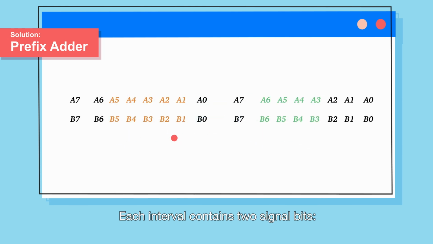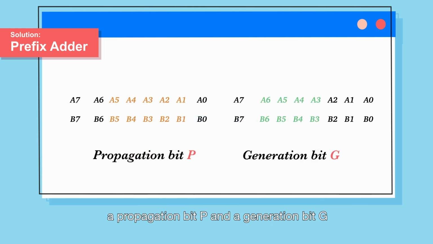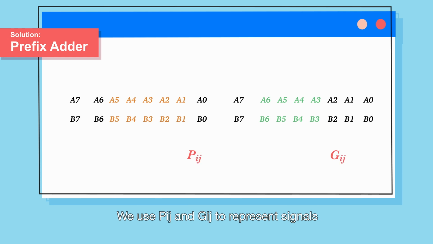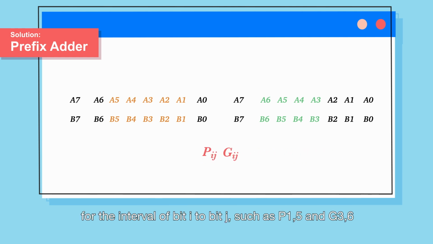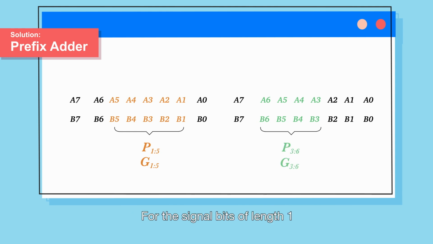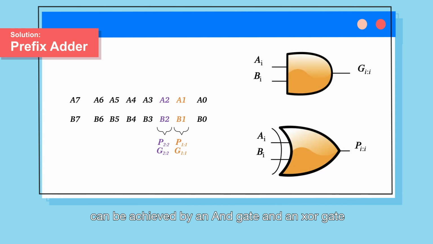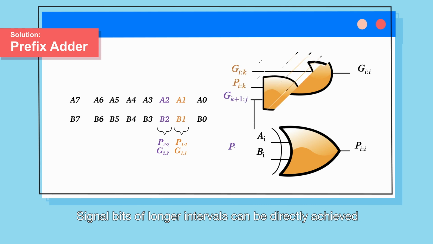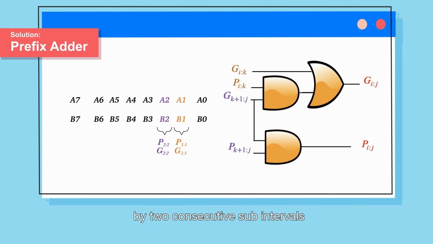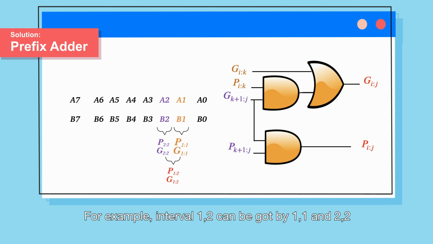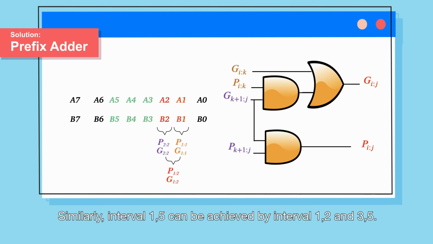Each interval contains 2 signal bits, a propagation bit P and a generation bit G. We use Pij and Gij to represent signals for the interval from bit i to bit j, such as P1,5 and G3,6. For the signal bits of length 1, the propagation bit and generation bit can be achieved by an AND gate and an XOR gate. Signal bits of longer intervals can be directly achieved from 2 consecutive subintervals. For example, interval 1,2 can be obtained from 1,1 and 2,2. Similarly, interval 1,5 can be achieved from interval 1,2 and 3,5.